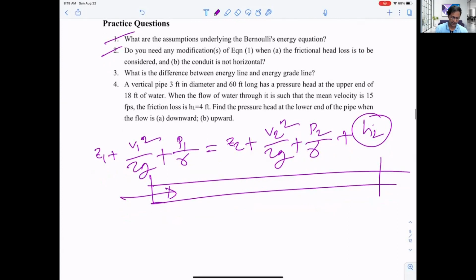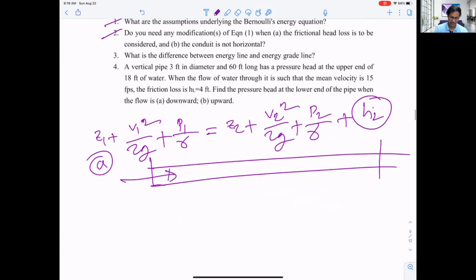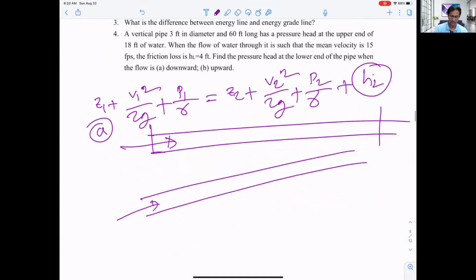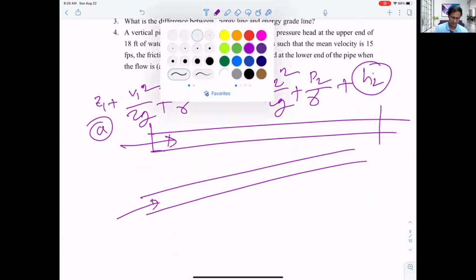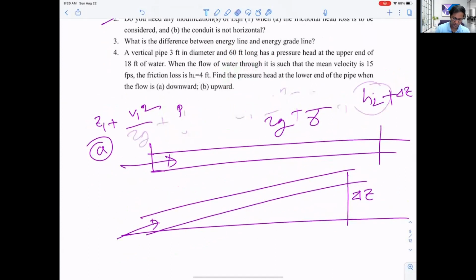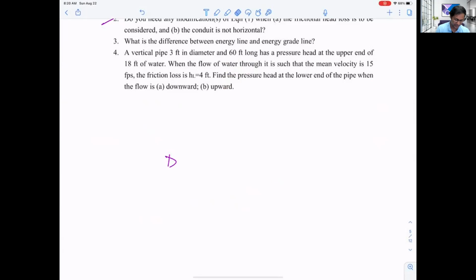And another one, if it is inclined, right? If the system is inclined this way, water is flowing through this pipe and the pipe is inclined, then we have to add this term, delta Z, the elevation difference, along with the head loss at the end. So these are the modifications we need. When we apply this to a real world case, I'll show you the applications, and you can understand this one.